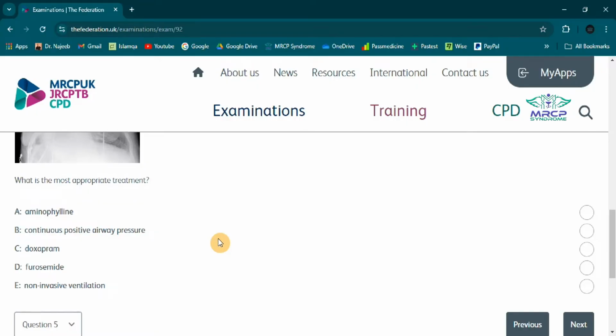What is the most appropriate treatment? Aminophylline, CPAP, doxapram, furosemide, NIV.